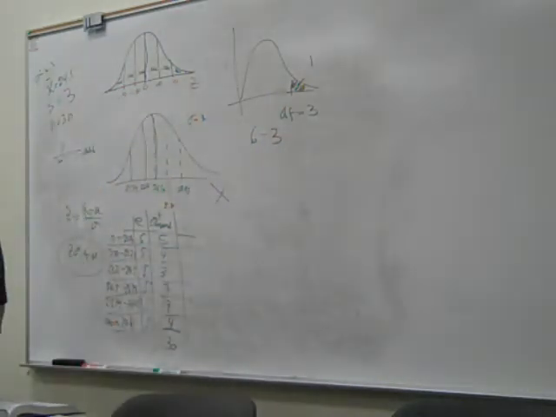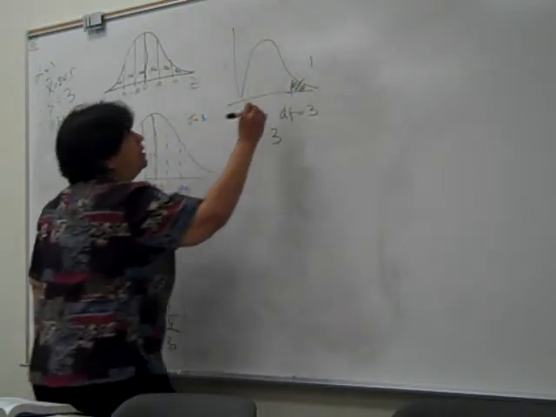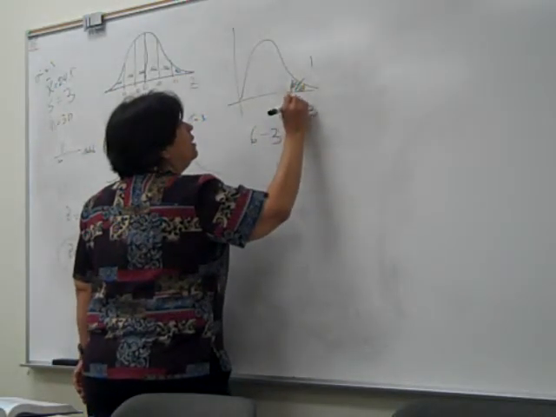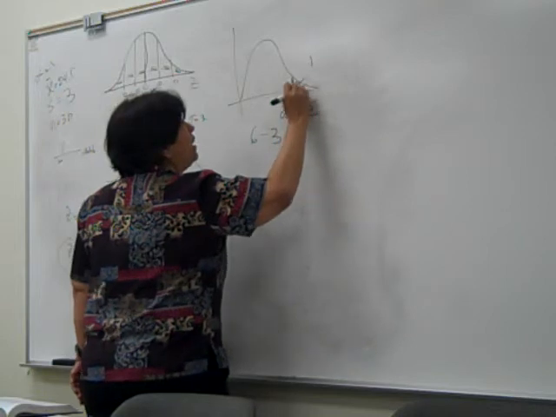And go to the chi-square table, which I thought I had lost, but I have it. Chi-square with 3 degrees of freedom and 0.1 is 6.251. Okay, this is my critical value.